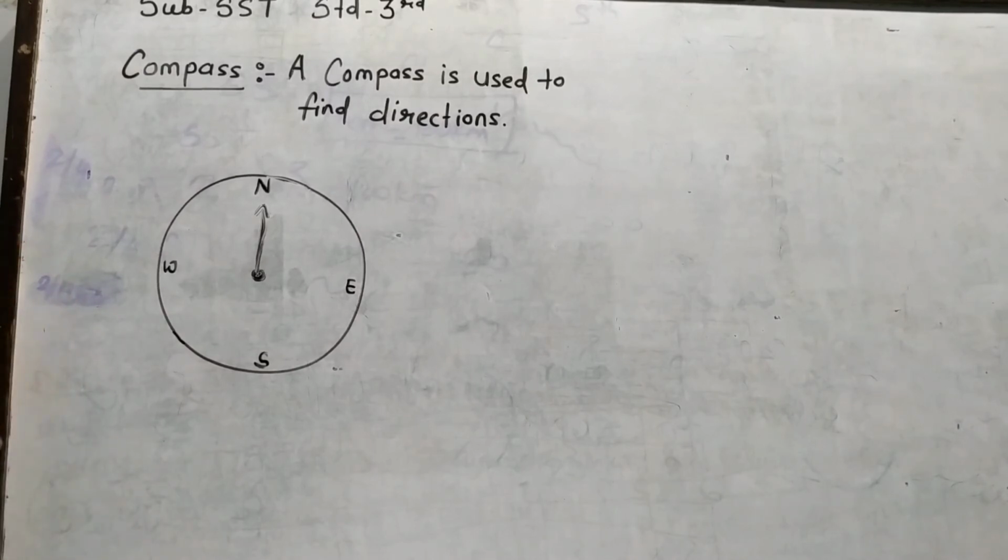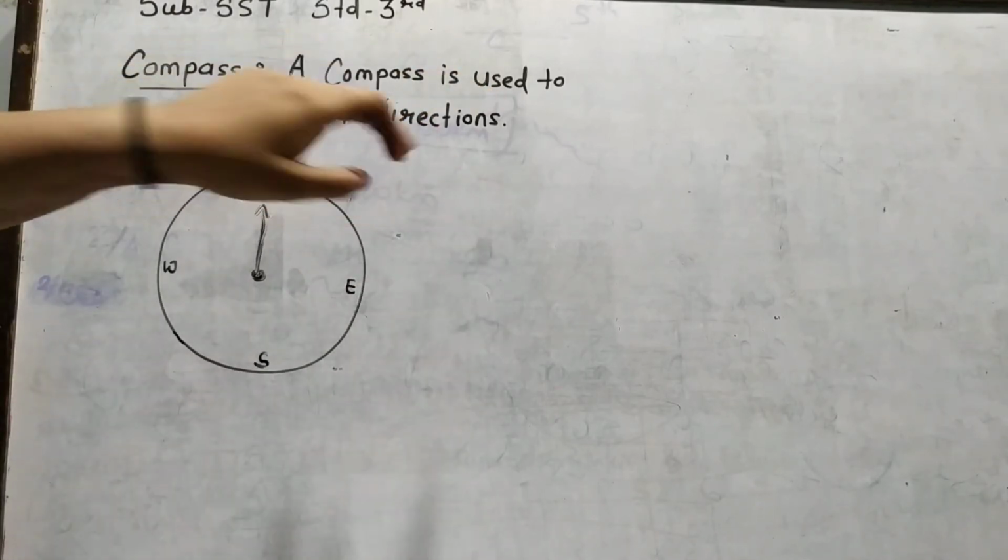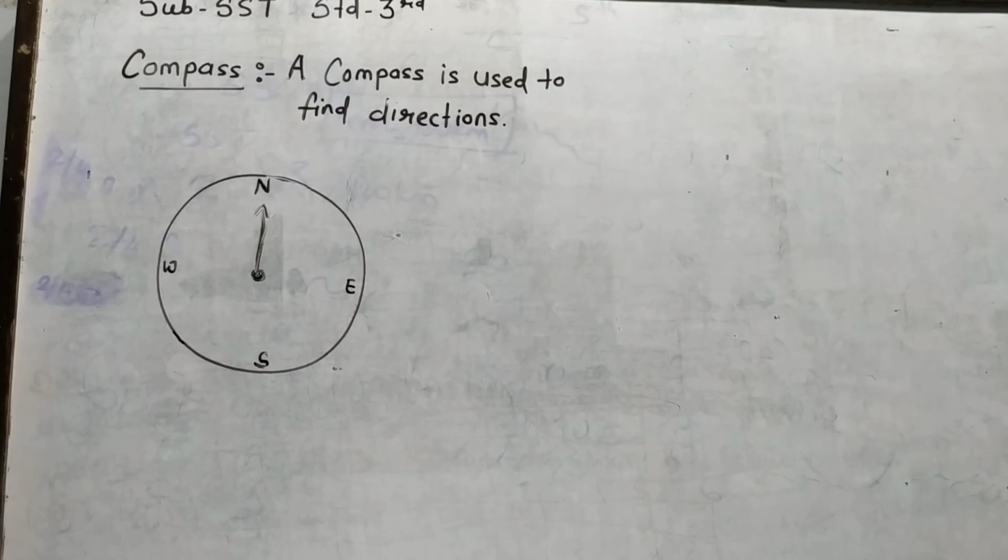We can know the direction, or find out the directions on the map, with the help of this compass. A compass is used to find the directions on the map. So this is the last topic of our second lesson.